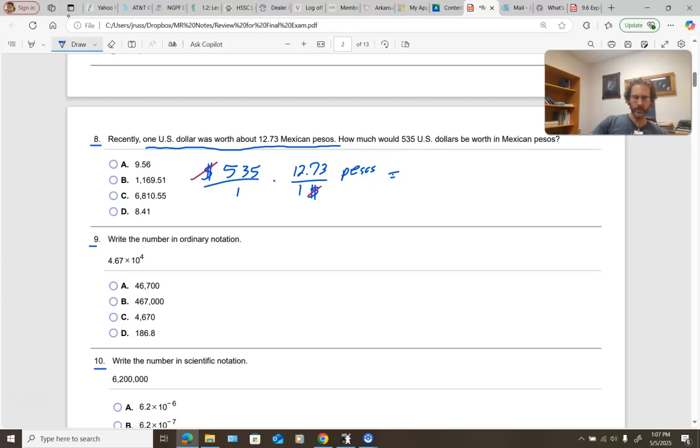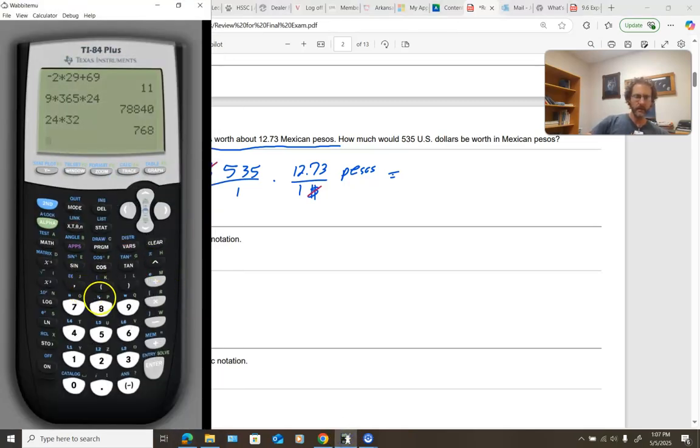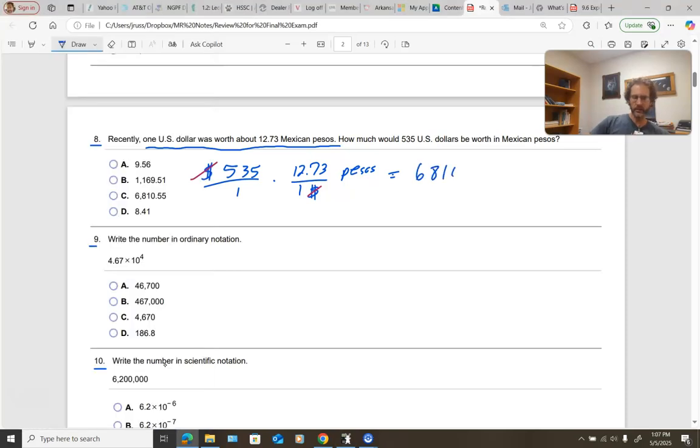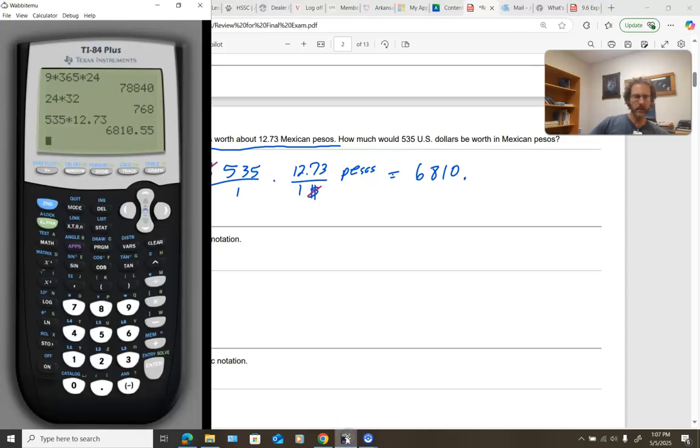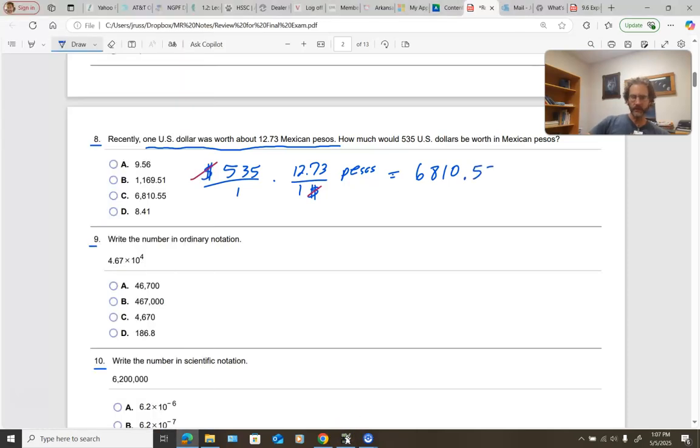Looking at this multiple choice, it looks like it's going to be C, but 535 times 12.73, and this gives us 6,810.55 pesos. Oops. Okay, so this is in fact going to be C.